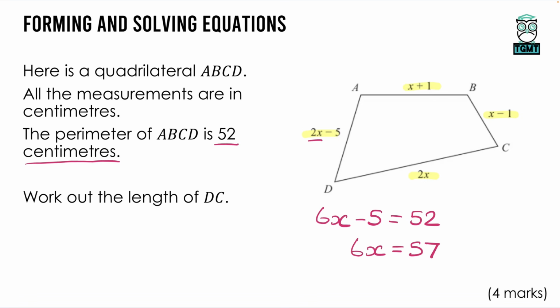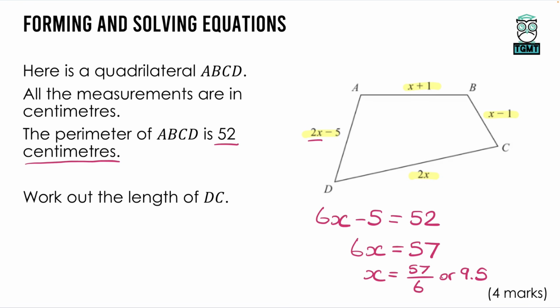Now in this particular equation, we now need to divide by 6. Now that's not going to come out as a nice whole number. So when we divide 57 by 6, ideally we don't want to write it as a fraction. Now if we have a calculator, of course, we can just type that in, so that comes out as 9.5. Now we could give the answer as a fraction if the question had said find the value of x, but this one here says work out the length of DC.